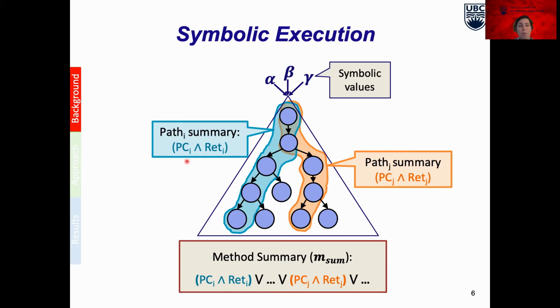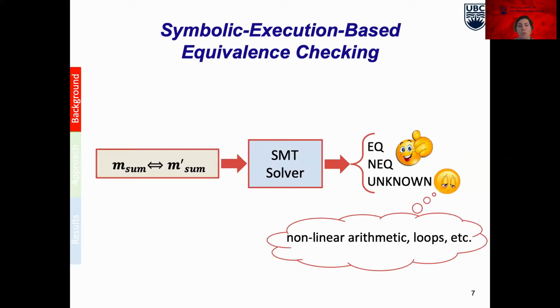A path can be summarized as a conjunction of its path condition, which is a formula describing the conditions satisfied by all branching statements along that path, and its return value, which is also calculated in terms of the input symbolic values. A method summary is the disjunction of all path summaries because each path can be taken independently. Equivalence checking with symbolic execution then translates into using a solver such as SMT to establish whether two summaries are equivalent or not.